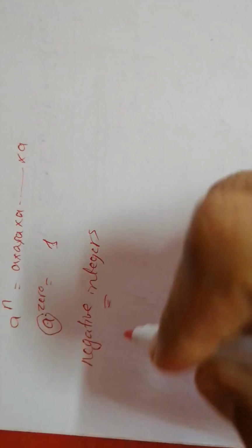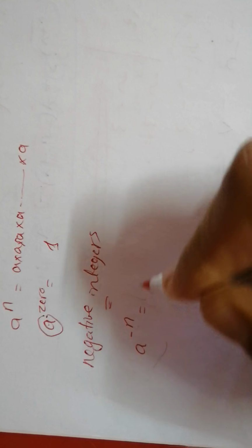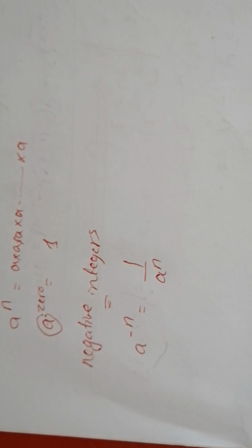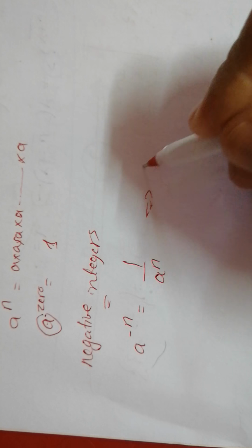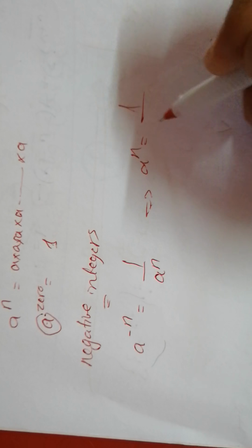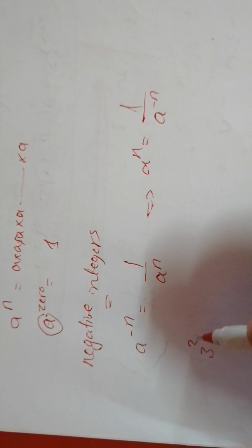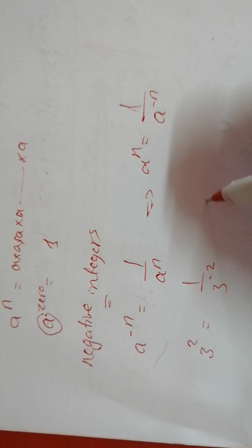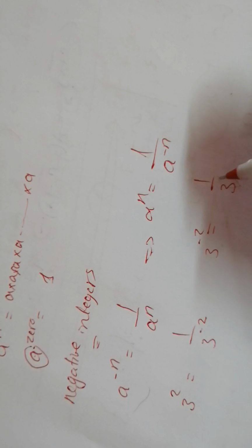If we want to define the negative integers, we can say that a power negative n means 1 over a power n. And also we know that a power n means 1 over a power negative n. For example, 3 power 2 means 1 over 3 power negative 2. And also 3 power negative 2 is equal to 1 over 3 squared.